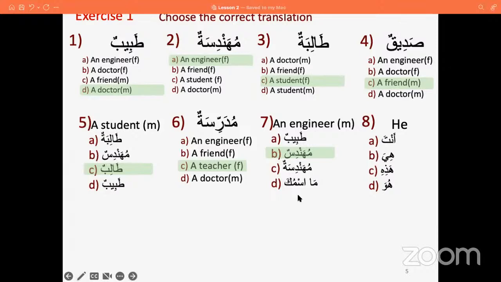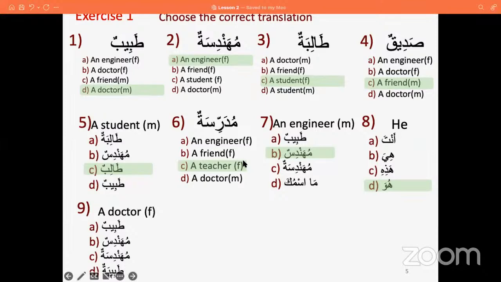How about the word he? That is unanimous over there. It's correct. It is huwa. He is huwa. How about a female doctor? That is correct. Unanimous over there. It's tabibatun, a female doctor.